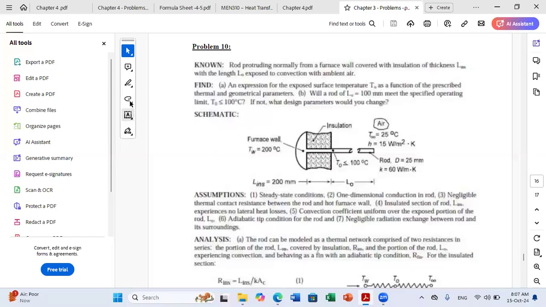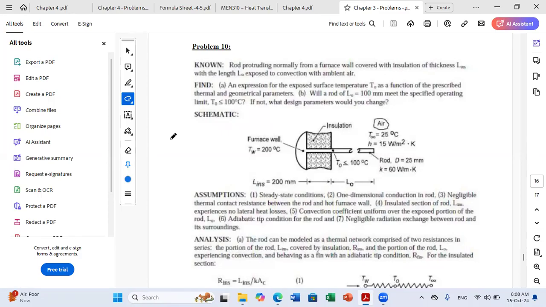Okay, so we'll continue to do problems on fins. In this problem, we have a rod protruding normally from a furnace wall that is covered with insulation of thickness L, with the length L0 exposed to convection with ambient air. We want to find an expression for the exposed surface temperature T0 as a function of the prescribed conditions.